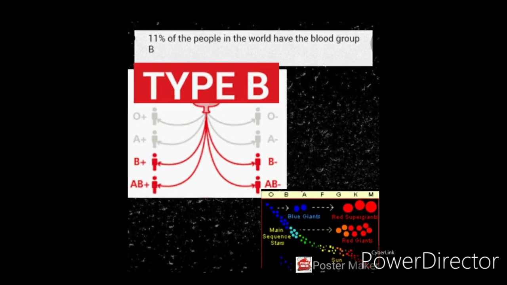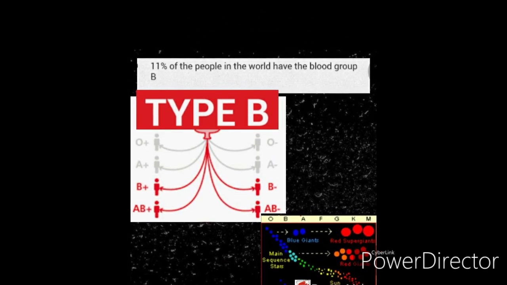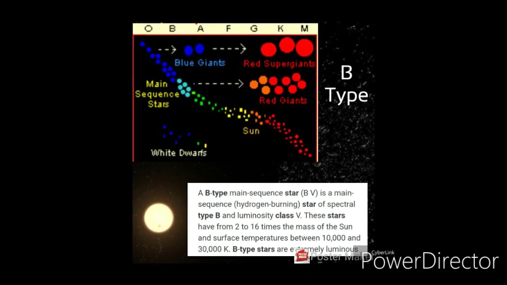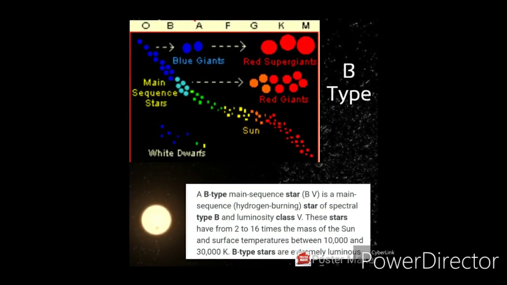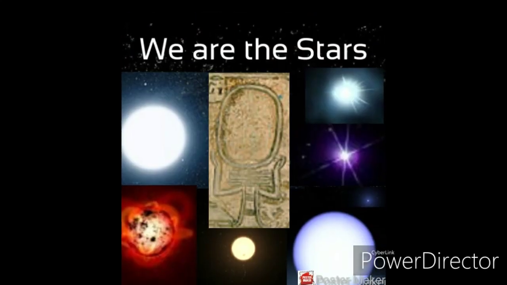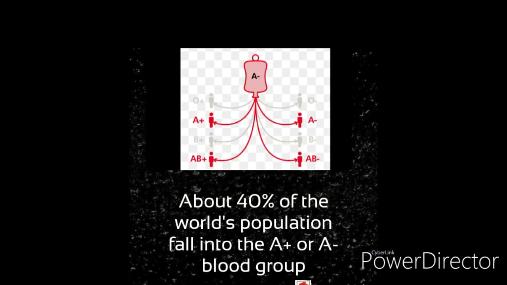Now moving forward to type B blood. 11% of the world's population has type B blood. And type B stars are hydrogen-burning stars with anywhere from 2 to 16 times the mass of our sun.